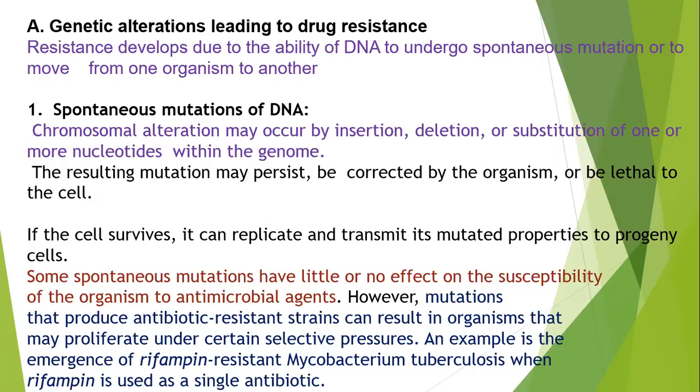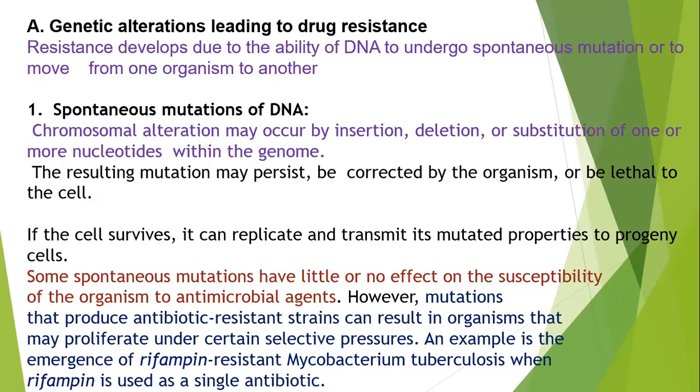Some spontaneous mutations have little or no effect on the susceptibility of the organism to antimicrobial agent. However, mutations that produce antibiotic resistant strains can result in organisms that may proliferate under certain selective regime. As an example, is the emergence of rifampin resistance Mycobacterium tuberculosis when rifampin is used as a single antibiotic. As an example for spontaneous mutation.